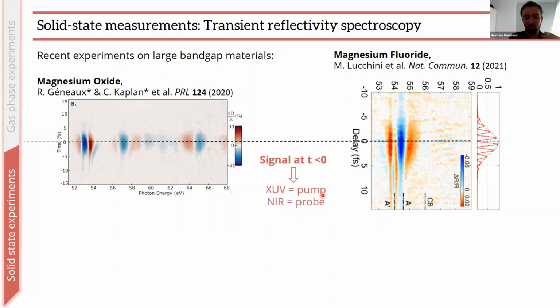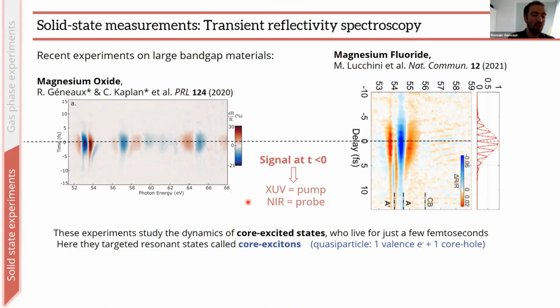So the XUV comes first, triggers a core excited state that then is going to decay. And then the near infrared pulse is used to probe the decay of this core excited state. And why did we choose those states in particular is that there's a resonance in the absorption spectrum that's called a core exciton. So this is a quasi-particle.